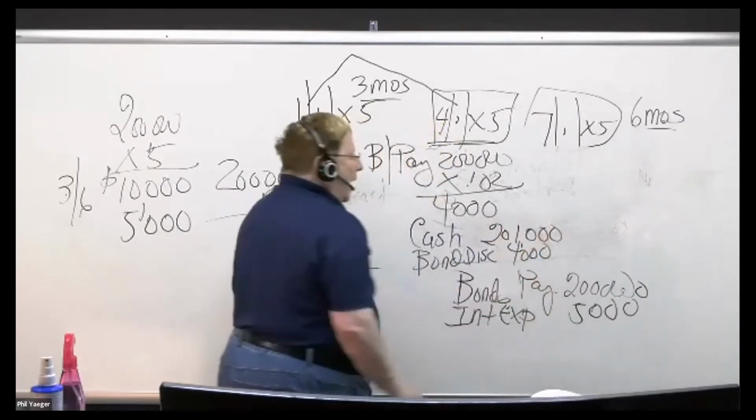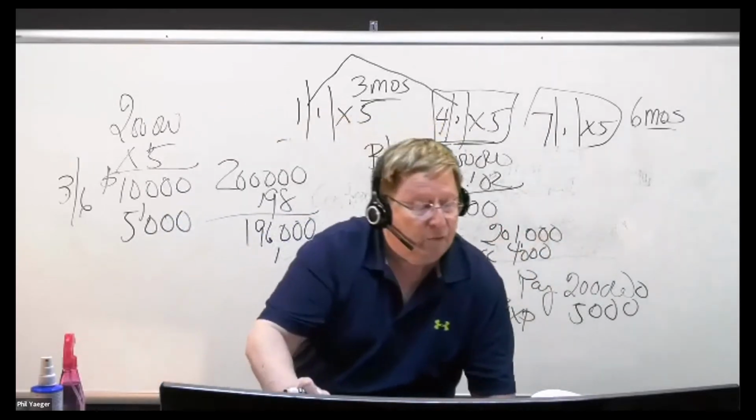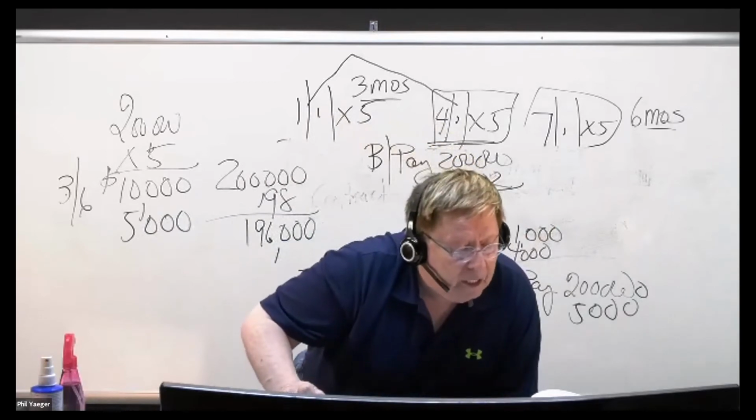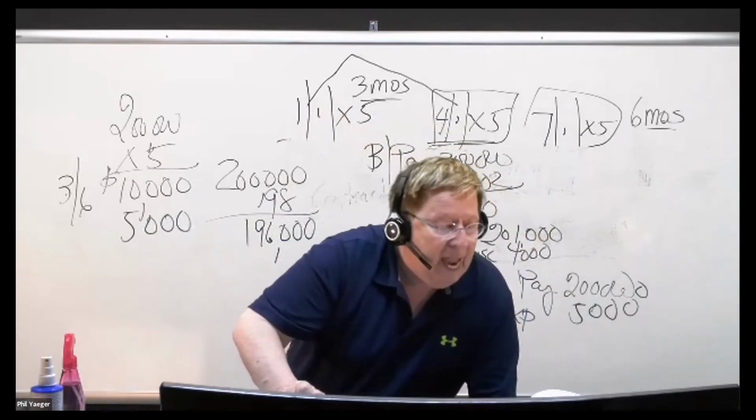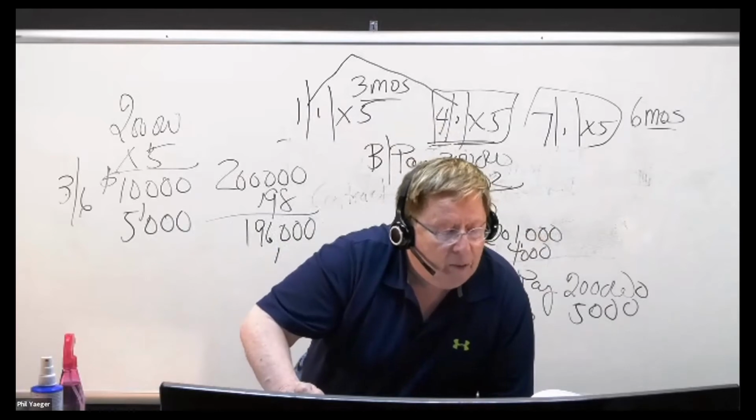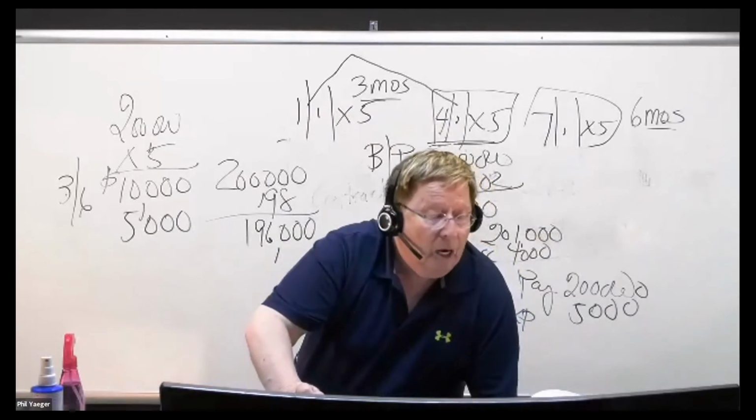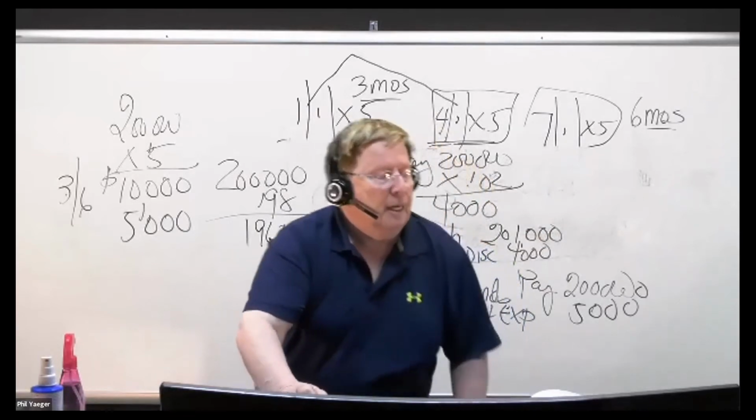$201,000. Now, what's the question asking for? The question's asking how much would they receive in net cash receipts from the bond issuance? What would the corporation receive? How much?